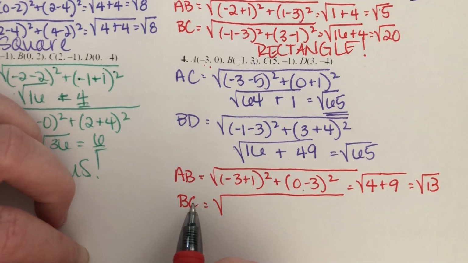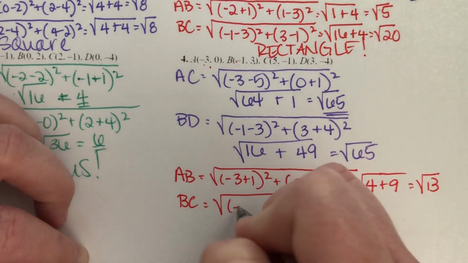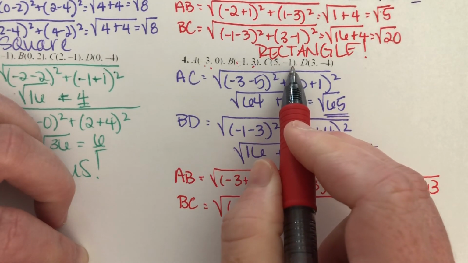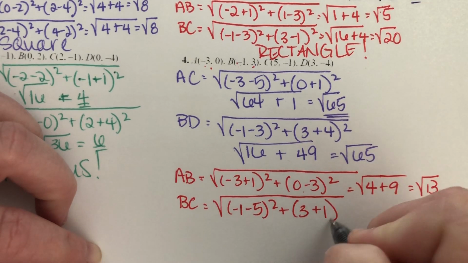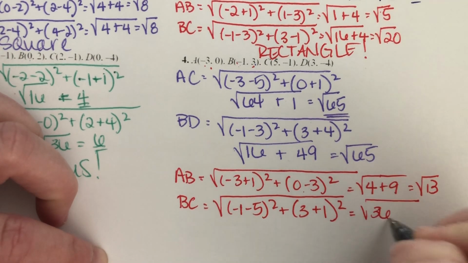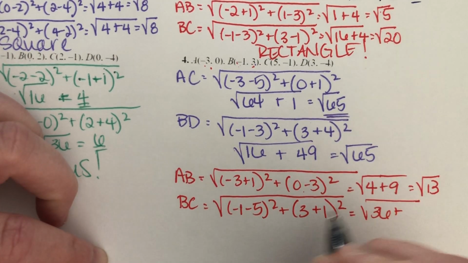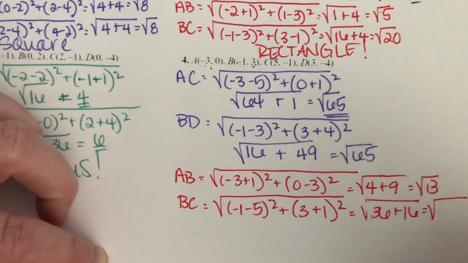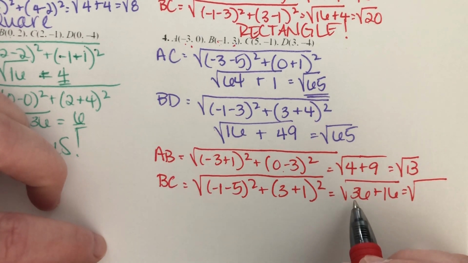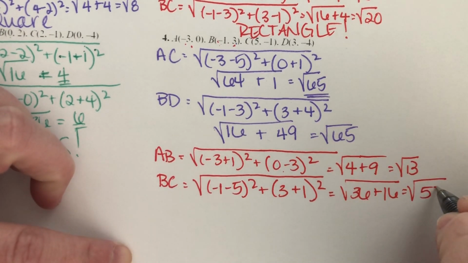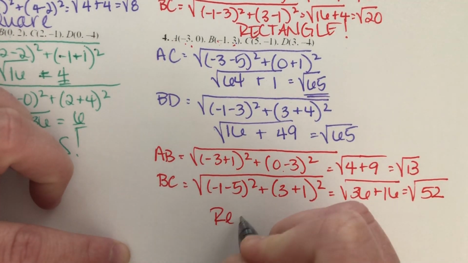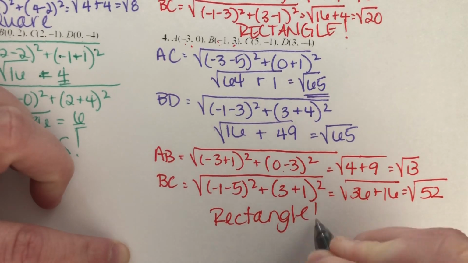The next side, BC: (negative 1 minus 5) squared plus (3 minus negative 1) squared. Negative 1 minus 5 is negative 6. Negative 6 squared is 36, plus 3 plus 1 is 4. 4 squared is 16. That is way more than 13, right? I can tell right off the bat. 36 and 16 is 52. Okay, so these are not the same. Consecutive sides are not congruent, so therefore this is a rectangle.